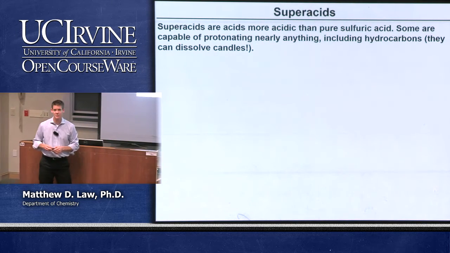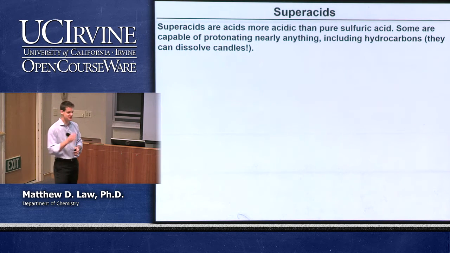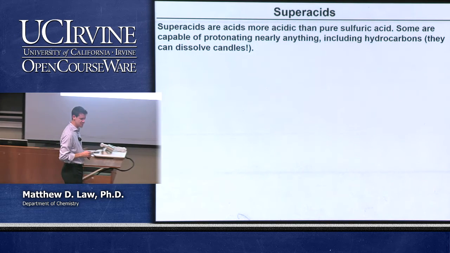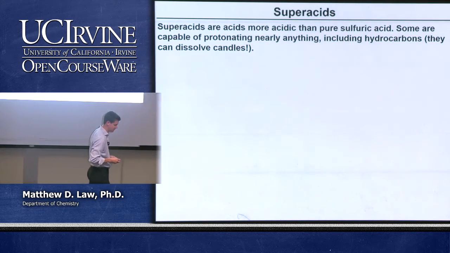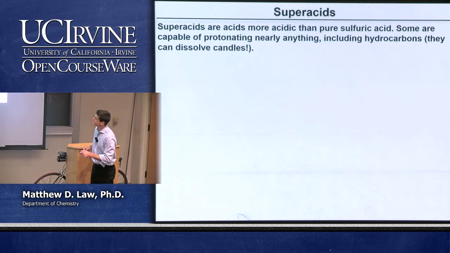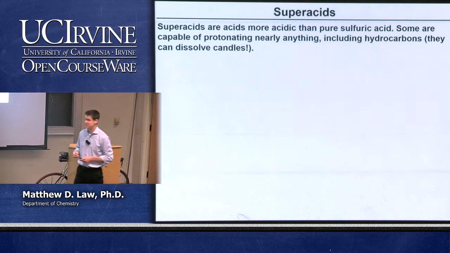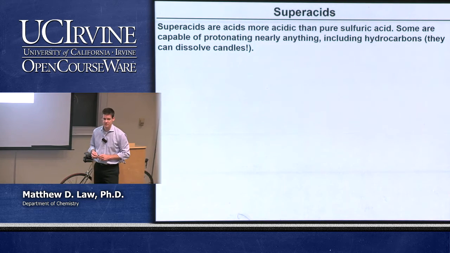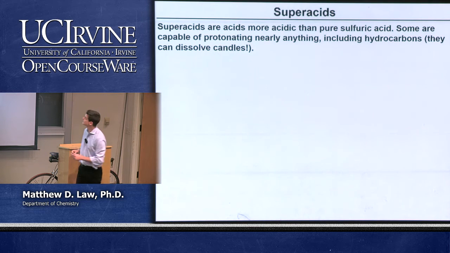Okay, let's talk about superacids and superbases. Actually, we'll talk mostly about superacids here. This is a really cool part of acid-base chemistry that's discussed in some detail in your book, and I just wanted to briefly mention it. We're not going to talk about it in great detail. But the idea is that you can generate something by using understanding of Lewis and Bronsted acid-base chemistry. You can generate acids that are more acidic than the benchmark here, which is pure sulfuric acid.